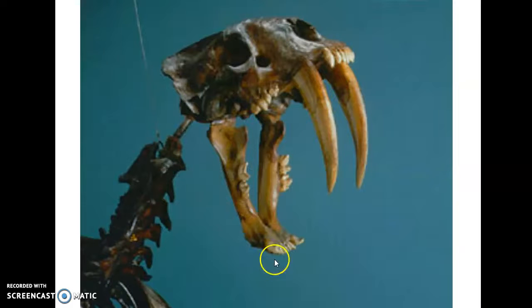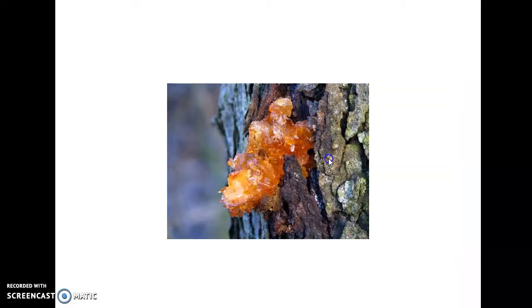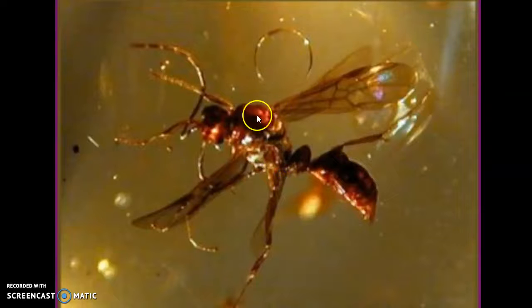Here's a saber-toothed cat. See those giant teeth, right? These creatures lived during the Pleistocene and during the last ice age, and then we'll talk about them separately another time. Here we have some amber coming out of a tree, and we talked about fossils being preserved in amber, insects preserved in amber.